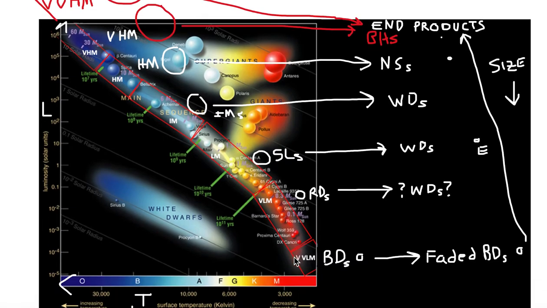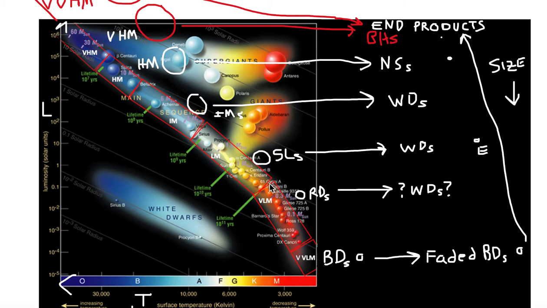Only the ones at the very bottom right corner have started out fusing, but now are no longer fusing. They're fusing hydrogen into deuterium, and then they just don't have enough fuel to continue, and they just die out. These are your brown dwarfs, otherwise known as your VLMs on the main sequence, your very, very low mass stars. These objects fade away, and their end product is a faded brown dwarf.